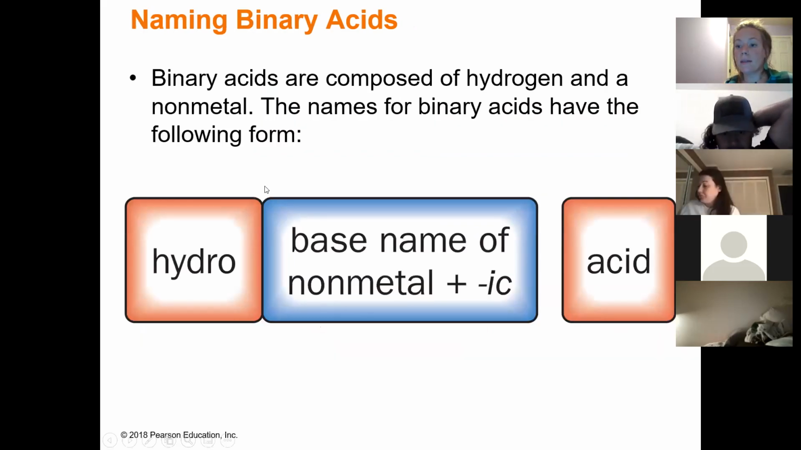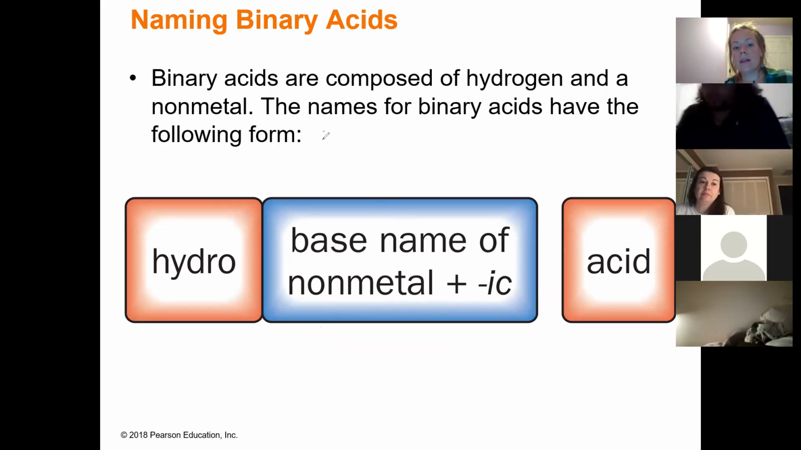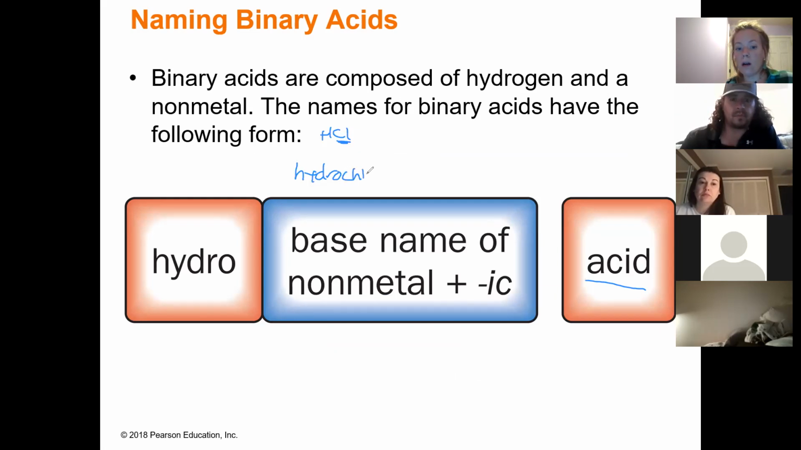So a binary acid, this is how you name it. You write the word hydro. That kind of takes the place of the hydrogen. You take the base name of the nonmetal and instead of iding it, you ick it. And then you end it with the word acid. So for HCl, I'm going to say hydro. I take the base name of the nonmetal. In this case, the nonmetal is chlorine. So chlor, and I IC it, chloric. And then I add the word acid. You guys heard of hydrochloric acid? That's where the name is coming from.